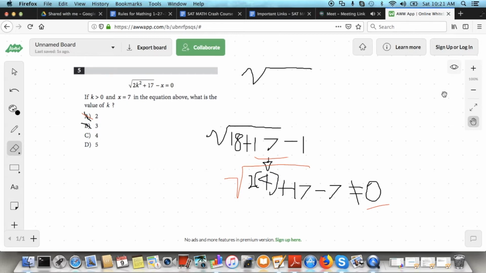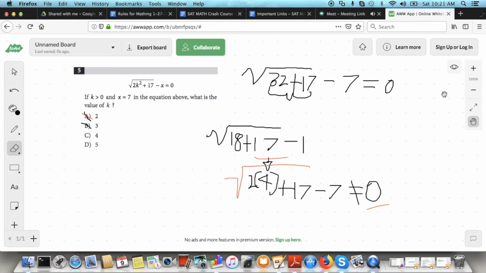2 times 4 squared. 4 squared is 16. 16 times 2 is 32. Okay, doing some arithmetic here. 32 plus 17, I think that equals 49. That's looking good. Then minus 7 equals 0. Done.